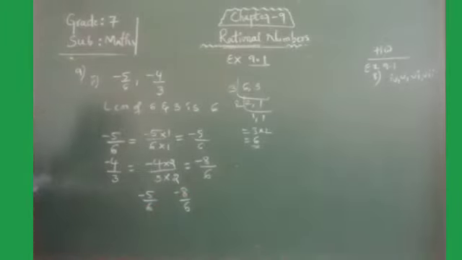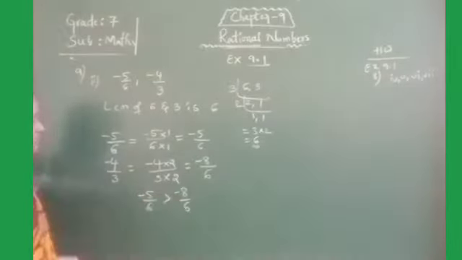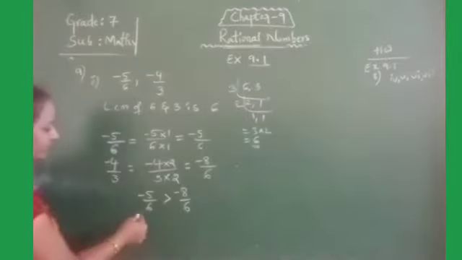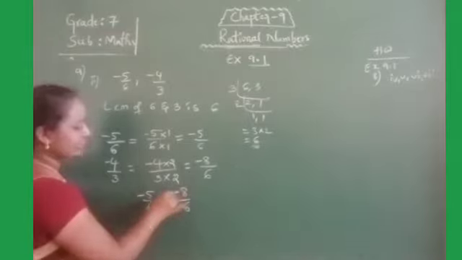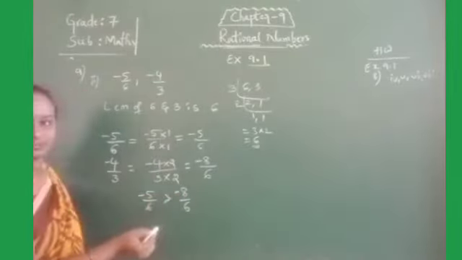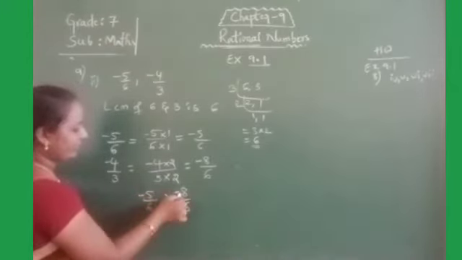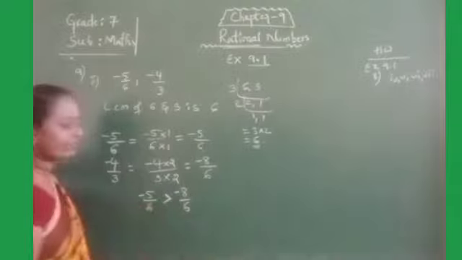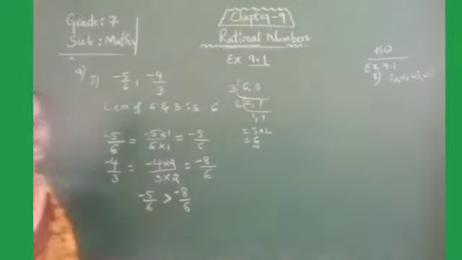Now, minus 5 by 6 and minus 8 by 6. Observe, which one is greater? Minus 5 by 6 is greater. Here, see, it has a negative sign. If you ignore the signs, 8 is greater. But if you consider the negative signs of minus 5 and minus 8, the value of minus 5 by 6 is greater than minus 8 by 6. Right.